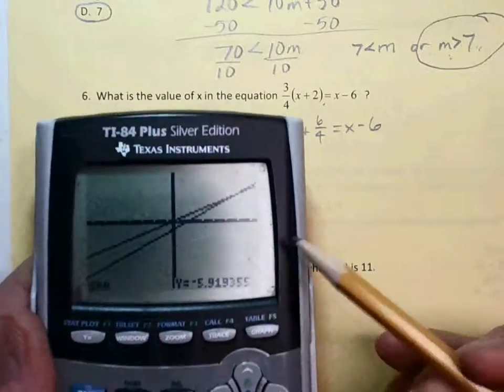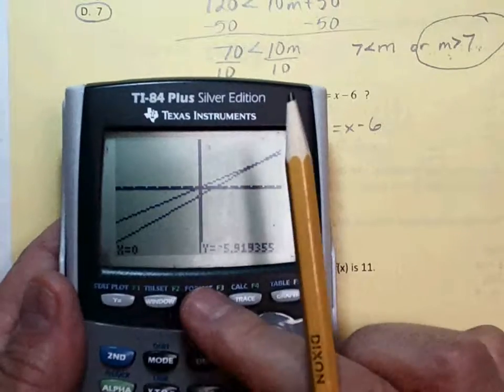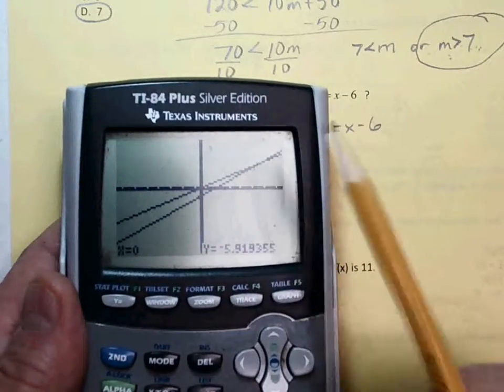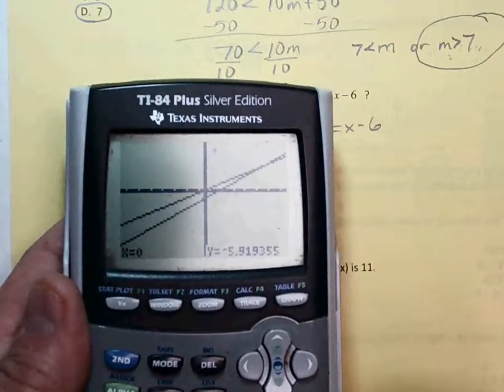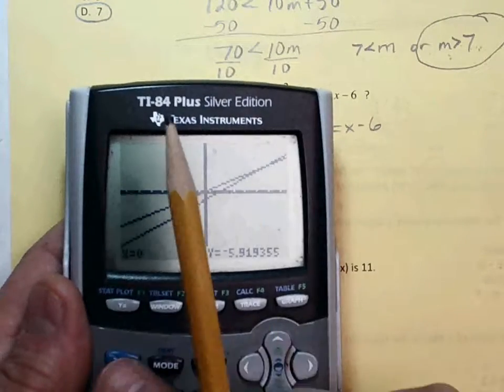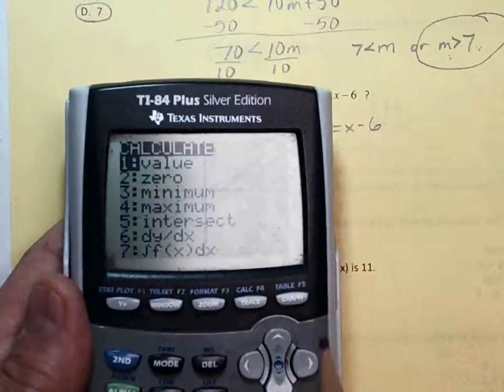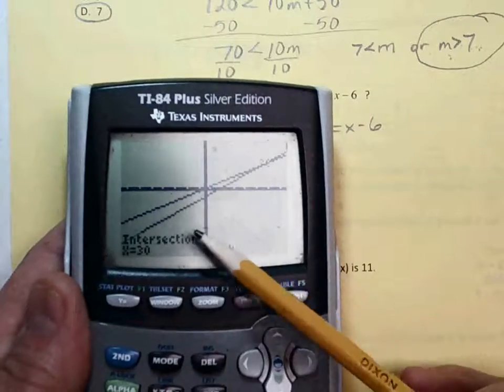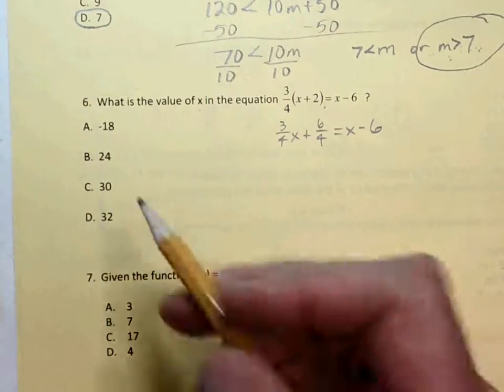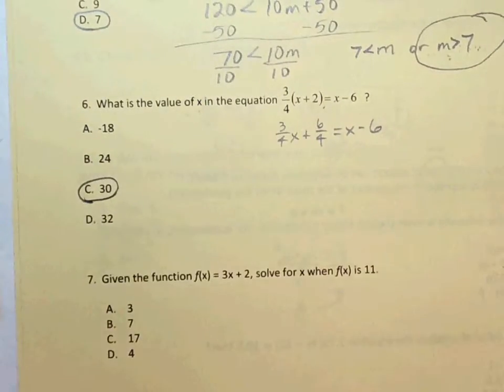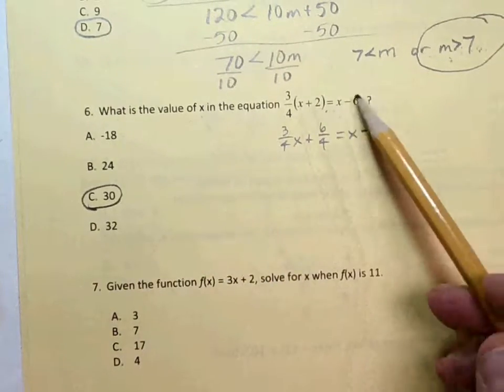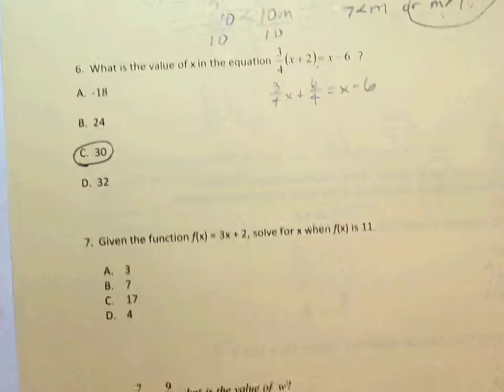Yeah, sometimes if you do a zoom 3, zoom out, you'll get it. All right. So the calculator does have limitations. So I see them crossing. If I do a second Calc 5, enter, enter, enter, and I get 30. It's probably easier just to go through and plug the numbers in and see what's working.